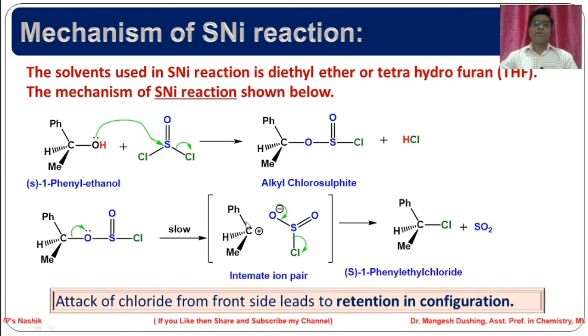So friends, these intimate ion pairs, cations as well as anions, are not going away from each other. So whatever chlorine is coming from the reactant or substrate, this anion attacks from the same side as the leaving group. That's why we will get the retention of configuration.